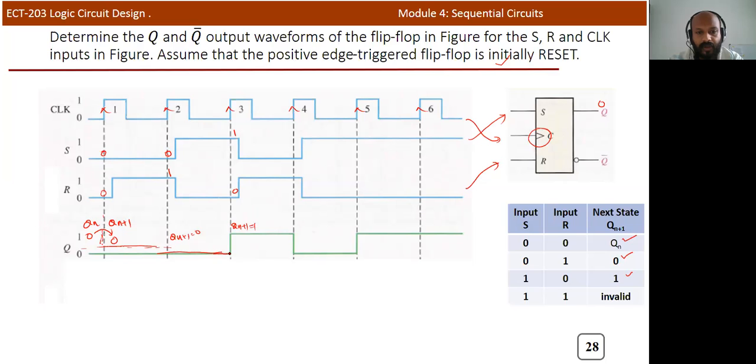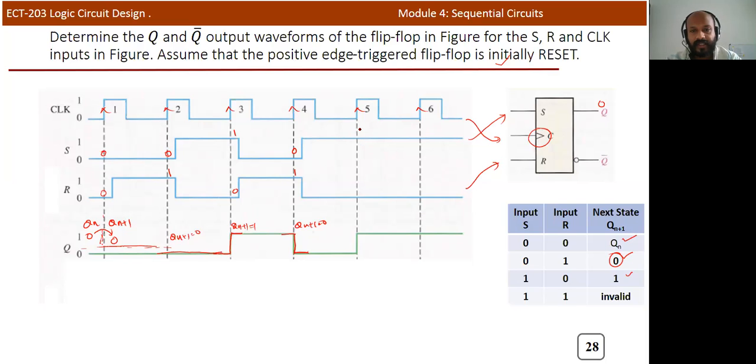So the output changes from 0 to 1, and it will continue like this. And now we can see that here it is 0, 1. So before here it is 0, 1, which means again it's a reset condition. Okay, the output becomes 0. So Qn plus 1 should be equal to 0. So the output changes from 1 to 0.